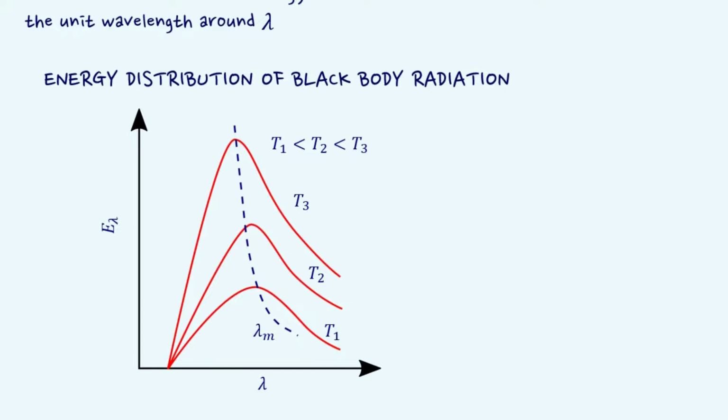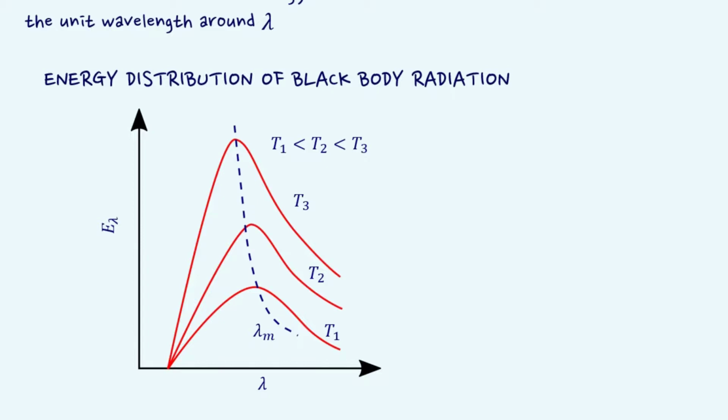As the temperature of the body increases, the peak of the curve shifts towards shorter wavelength. The area enclosed by a particular curve represents the total radiant energy of all wavelengths per second per unit area emitted by the black body at that temperature.